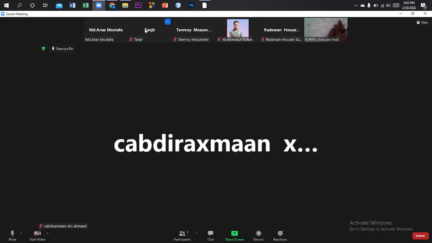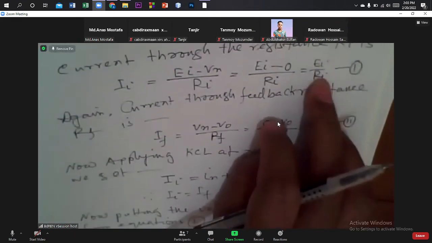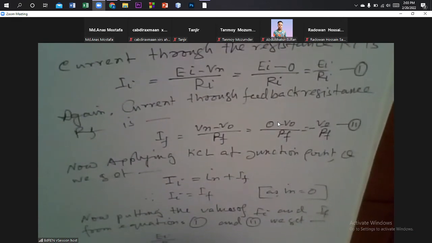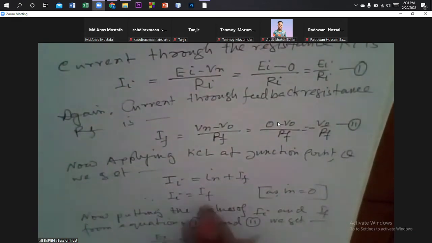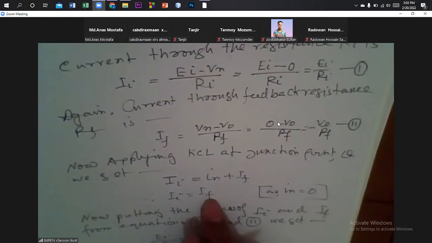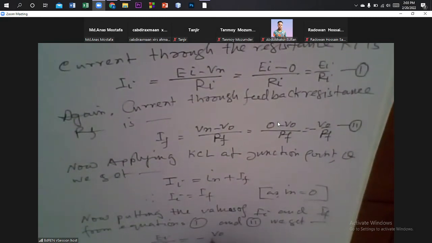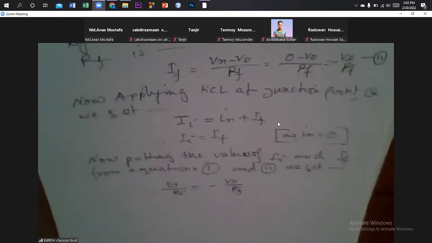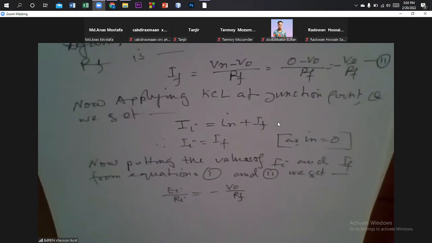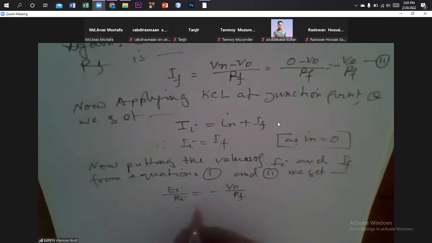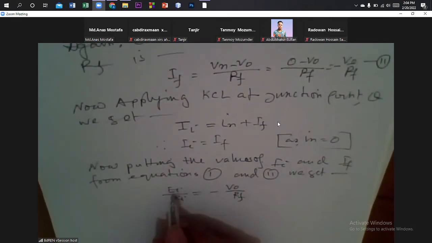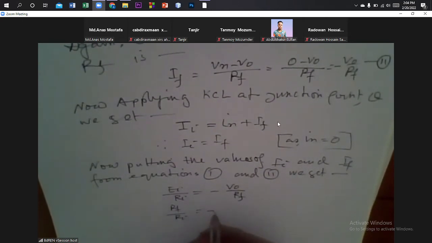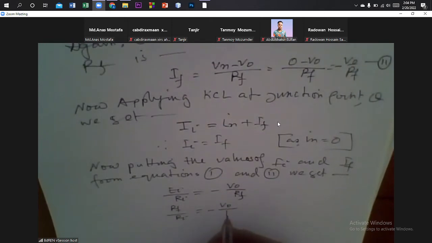The value of II is equal to EI by RI, you see here, equation 1. So EI by RI is equal to, what is the value of IF? E0 divided by RF minus V0 by RF. Clear? So if we take this here, what can you write? RF by RI is equal to minus V0 by EI. Can we write it?